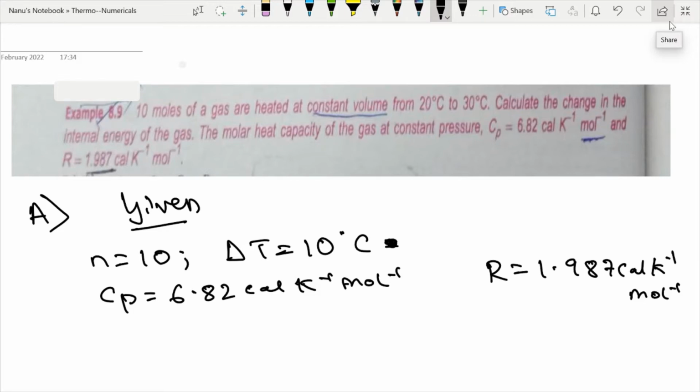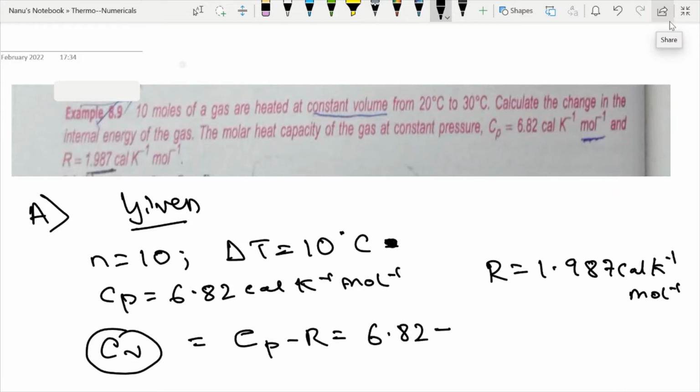10 moles of gas heated at constant volume, so volume is constant. So see, when they're saying constant volume, we need what? We need Cv, and the Cv you can find out so easily. It is nothing but Cp minus R, that is 6.82 minus 1.987, which will be around 4.8 calorie per Kelvin per mole. Okay, and I'm writing everything per mole. Cv we found out, and we know the change in temperature.